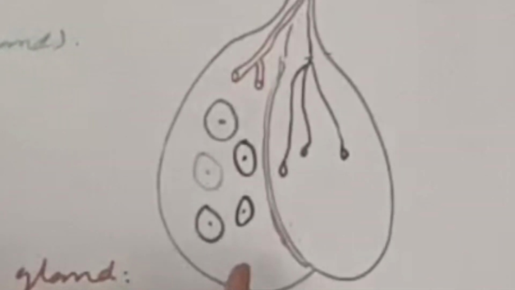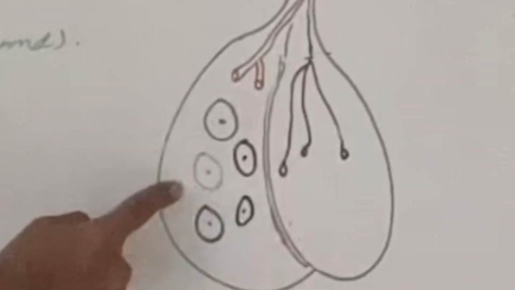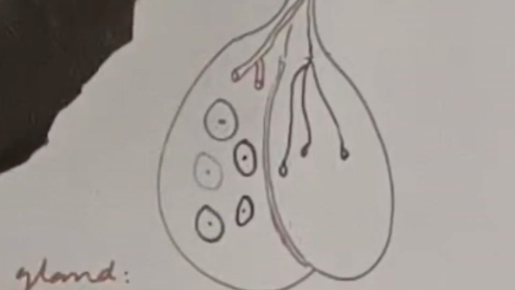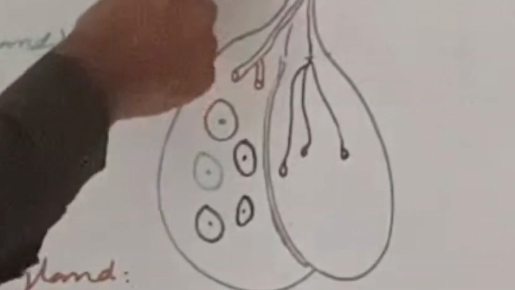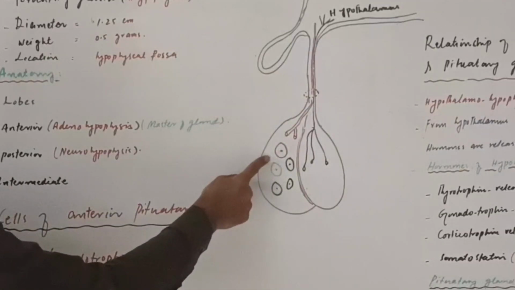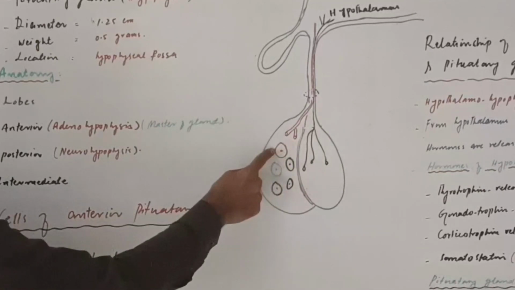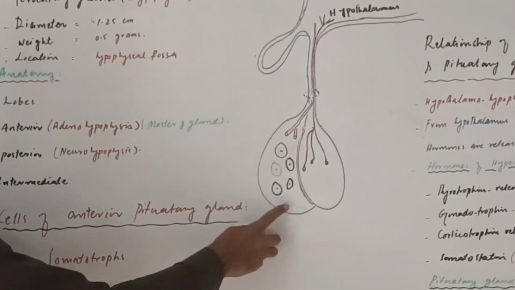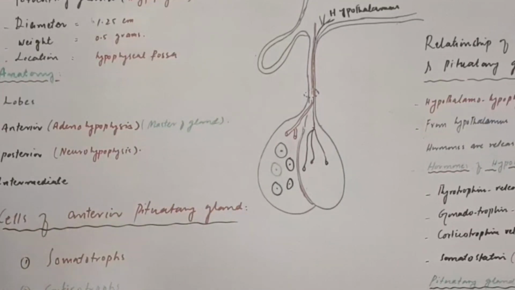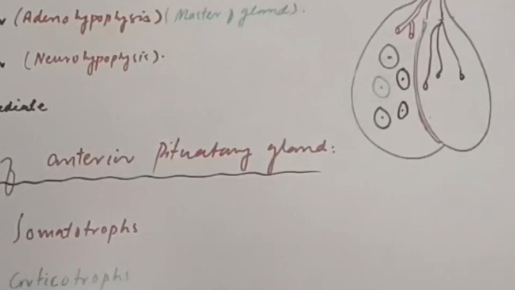Now, the anterior pituitary consists of various cells, and these cells secrete various hormones under the influence of the hypothalamus. The hypothalamus secretes hormones, and these hormones then travel through the blood vessel into the anterior pituitary and act on these cells, and these cells then produce various hormones, and these hormones then act on the other endocrine glands in the body.